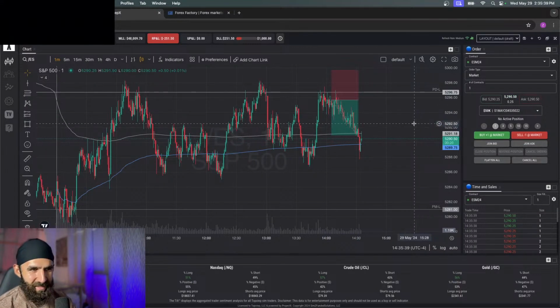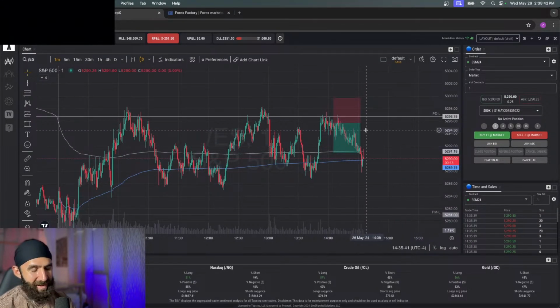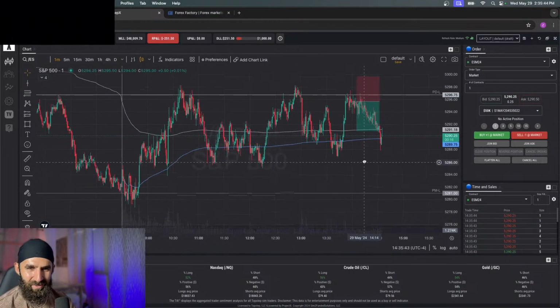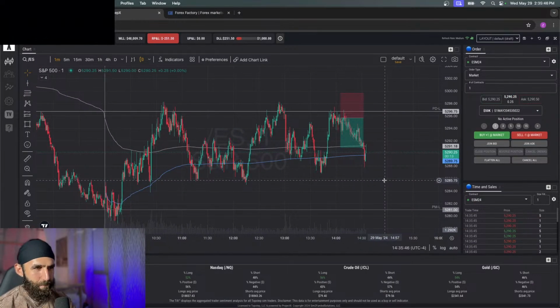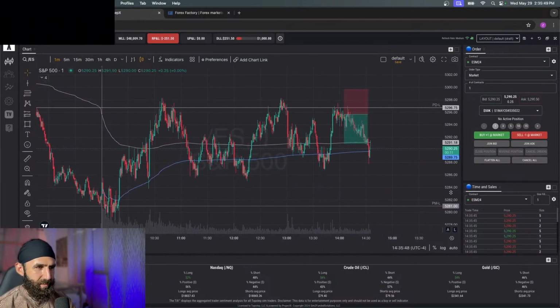Not a bad trade. Again, I didn't take this one. So that tells you all you need to know right there. I don't need to explain any further than that.